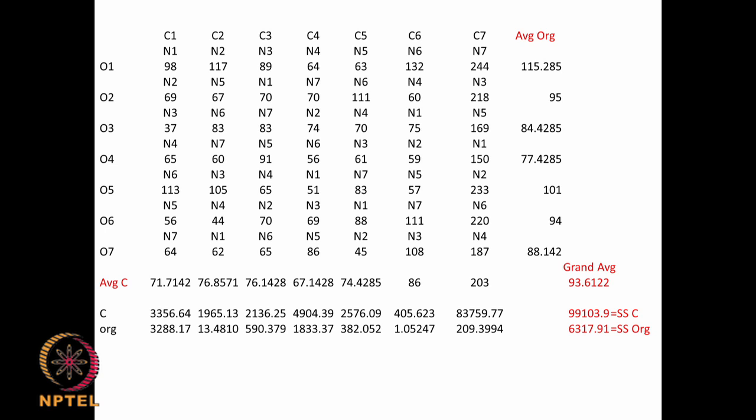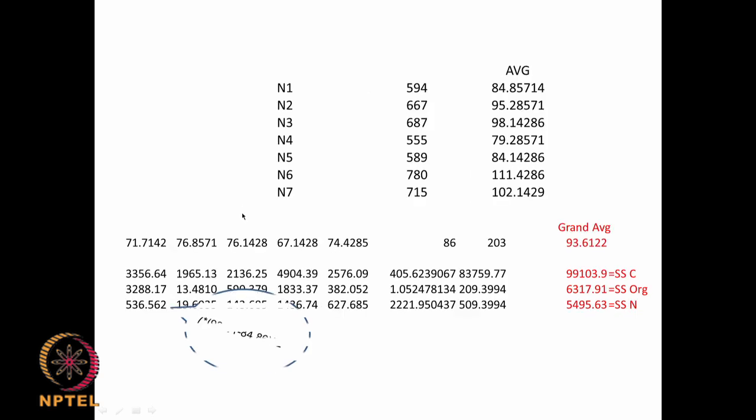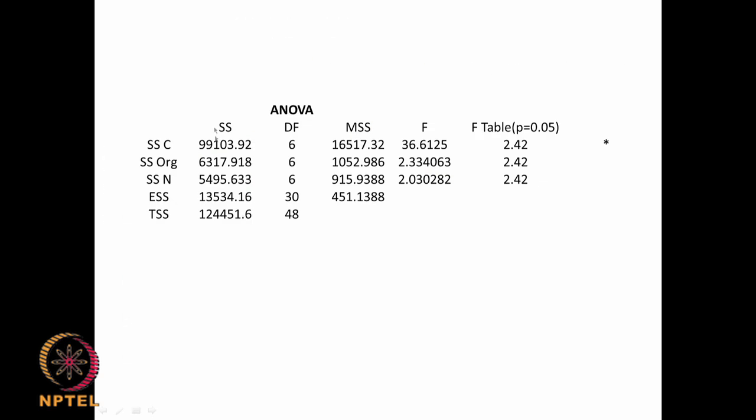And then the total sum of squares is from the grand average or global average, you subtract each of these items and square it up. So, if you go to our ANOVA table, you have the sum of squares for carbon, sum of squares for the organism, sum of squares for the nitrogen, and then you have the total sum of squares, then subtract each one of these main effects from the total, you get the error sum of squares. Degrees of freedom: 49 experiments, so you have 48 degrees of freedom, you subtract each one of these 6, minus 6, minus 6, you get 30.